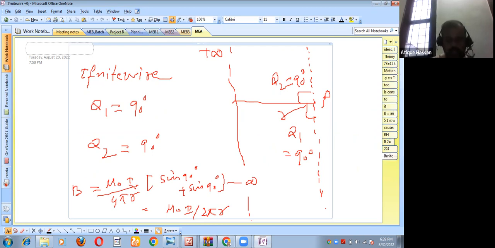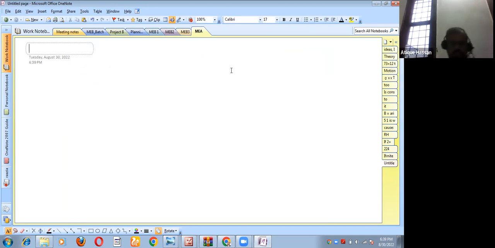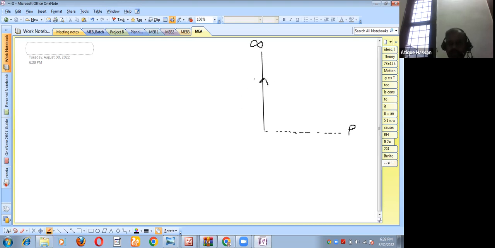Continuing to that, suppose this wire is infinite, but we have to find magnetic field at a point which is at one end. Suppose we have to find magnetic field here. This point is P, the wire is infinite and the current in the wire is I. Let us suppose this distance is R. So we have to find magnetic field due to this wire at this point P.